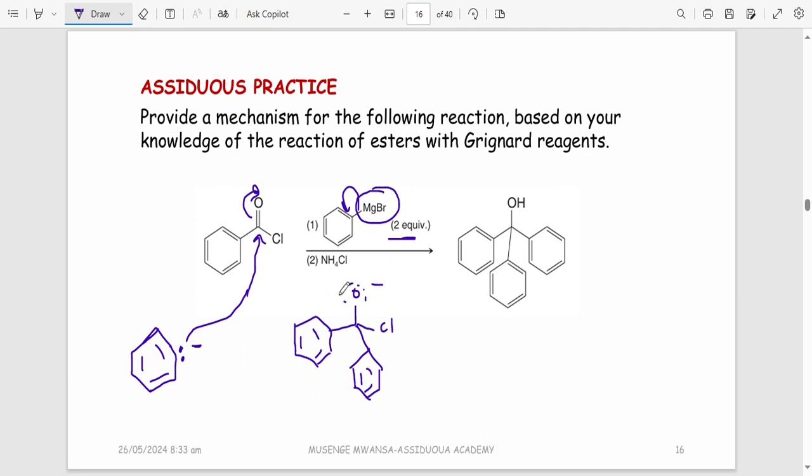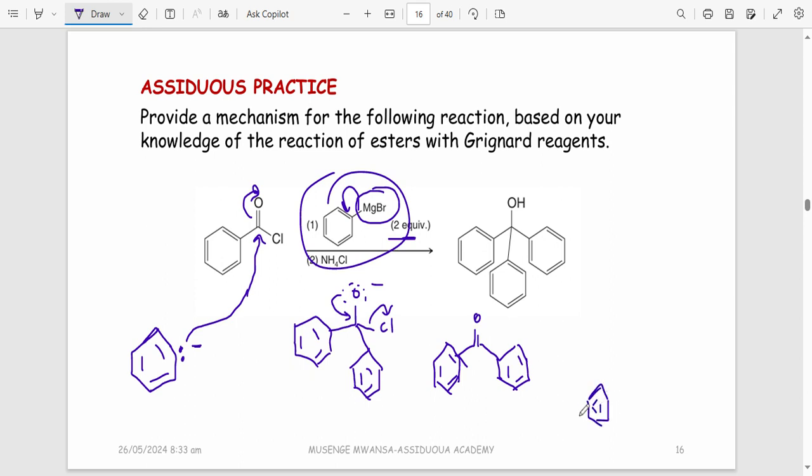What happens next? The double bond comes back, removes the chlorine. So I've got a double bond with oxygen. You have got this guy this side. You also have the same guy this side. Don't forget they are benzene rings, so they have got alternating double bonds inside. Because we use two equivalents of this guy, it will come in again.